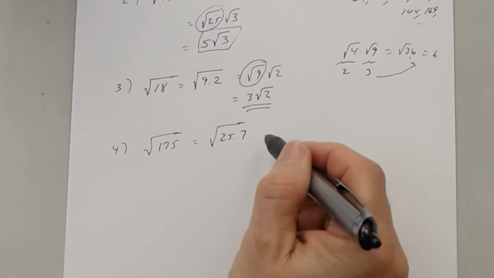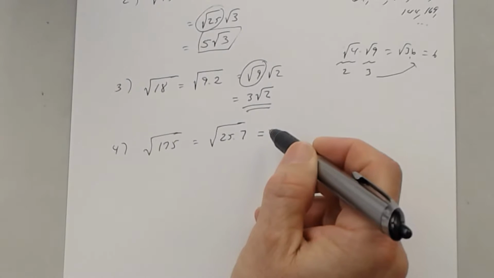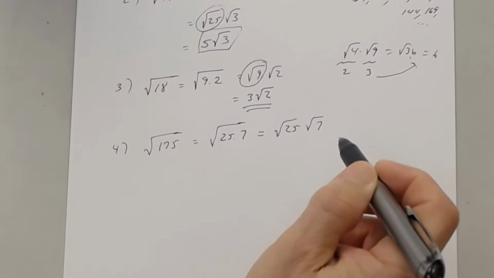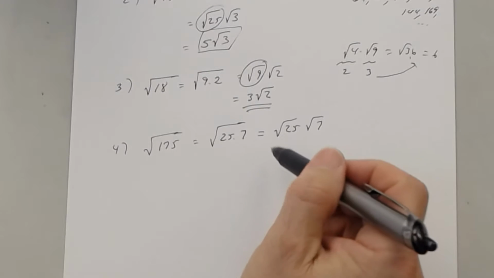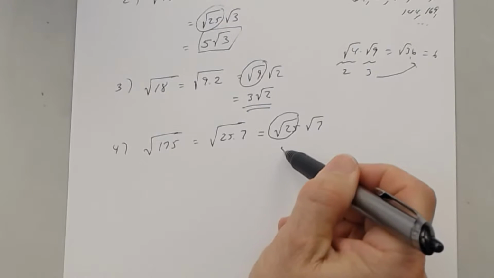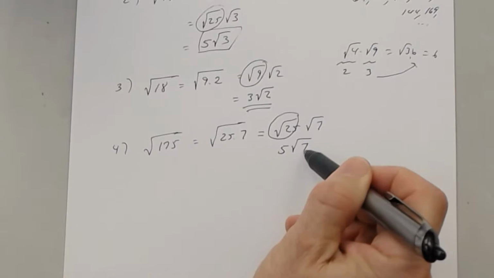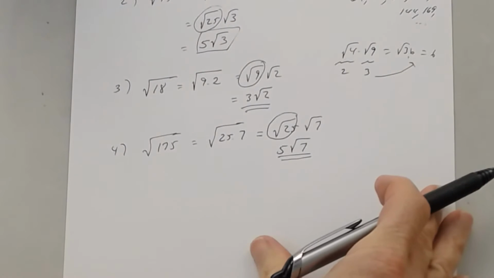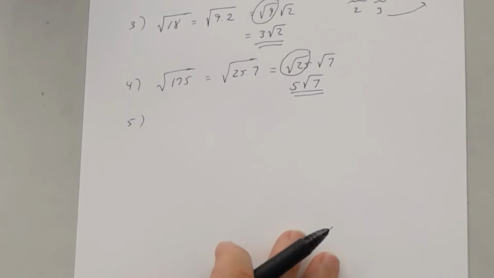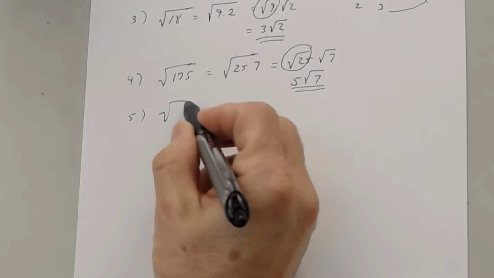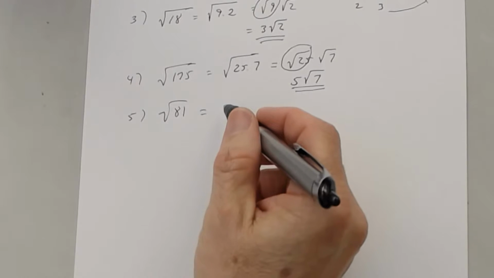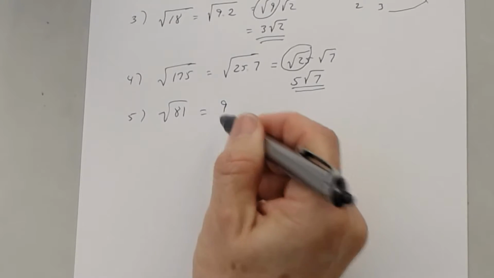So once you write this, the next step is to rewrite this, split them apart. So it'll be the square root of 25 times the square root of 7. Which of those can I simplify? Square root of 25, because the square root of 25 is just 5, so I get 5 square root of 7. Okay. Number 5, suppose we had the square root of 81. What's that? 9. Because 81 is already a perfect square, so that's just 9. So the answer is 9.